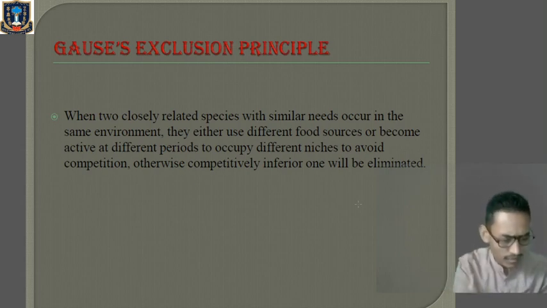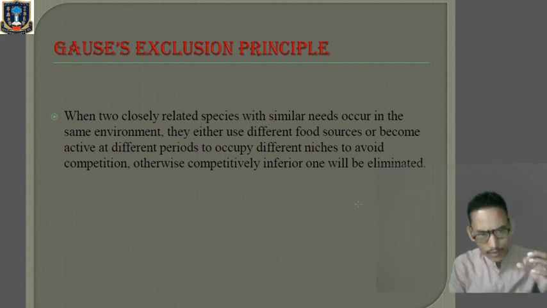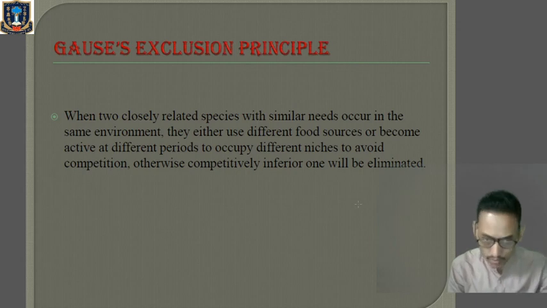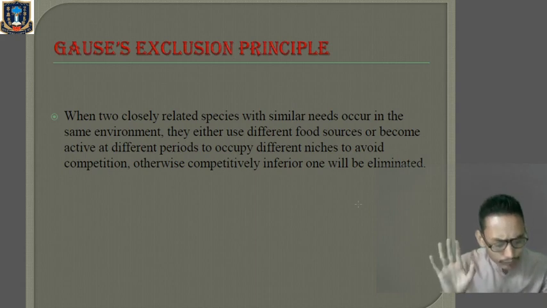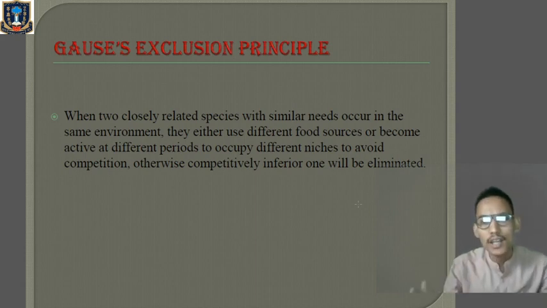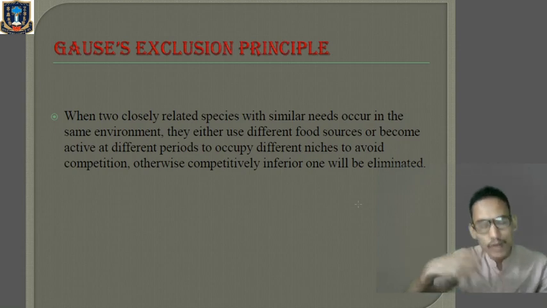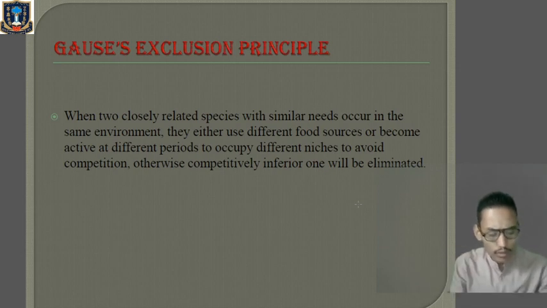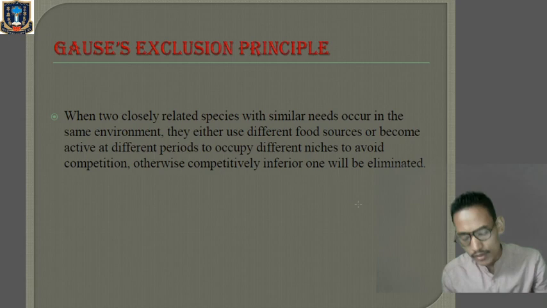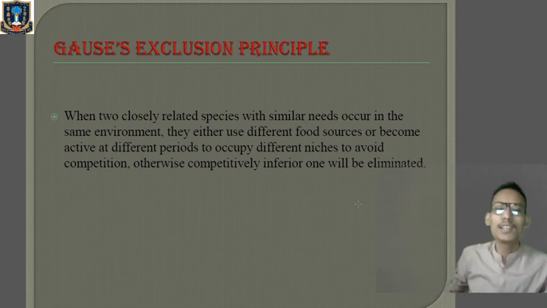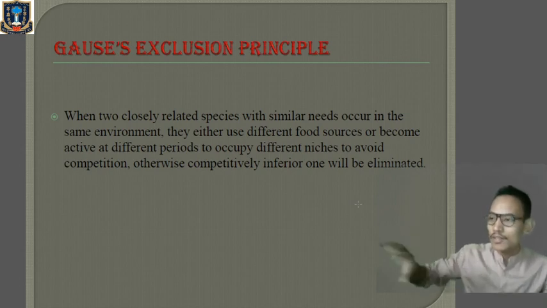Okay, the definition of Gauss exclusion principle. So according to the book, it says that Gauss principle says that when two species compete for the same critical resources within an environment, one of them will eventually outcompete and displace the other. Okay, same thing. When two species are closely related, have similar needs, all right, and mainly compete for the same resources, then in that case one will eventually win the competition and will displace the other. That means the one who loses the competition will be eliminated.